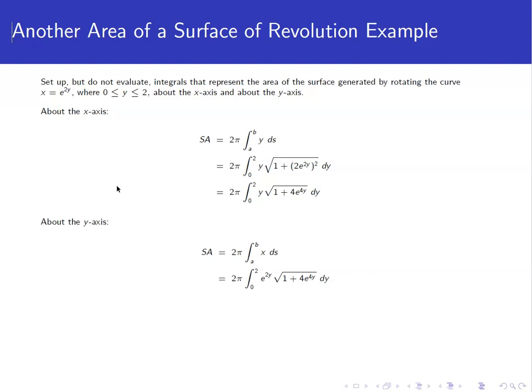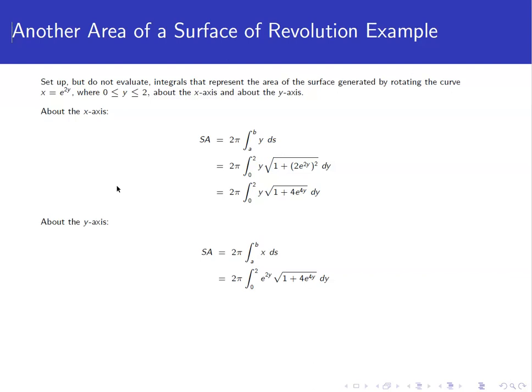So in this case, if we're going about the x-axis, the radius is given to us by y. The function is given to us in terms of y, so I don't need to replace anything for that y. So we get 2 pi times the integral from 0 to 2 of y times the square root of 1 plus 4e to the 4y. 4e to the 4y is what we get when we square 2e to the 2y.